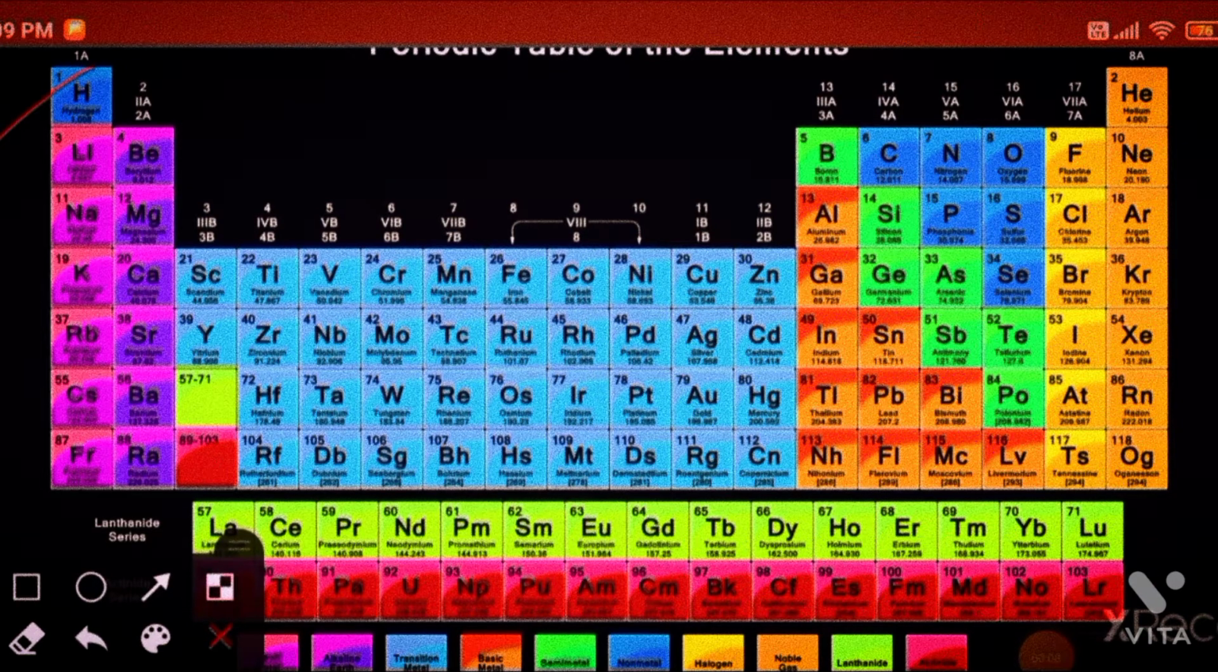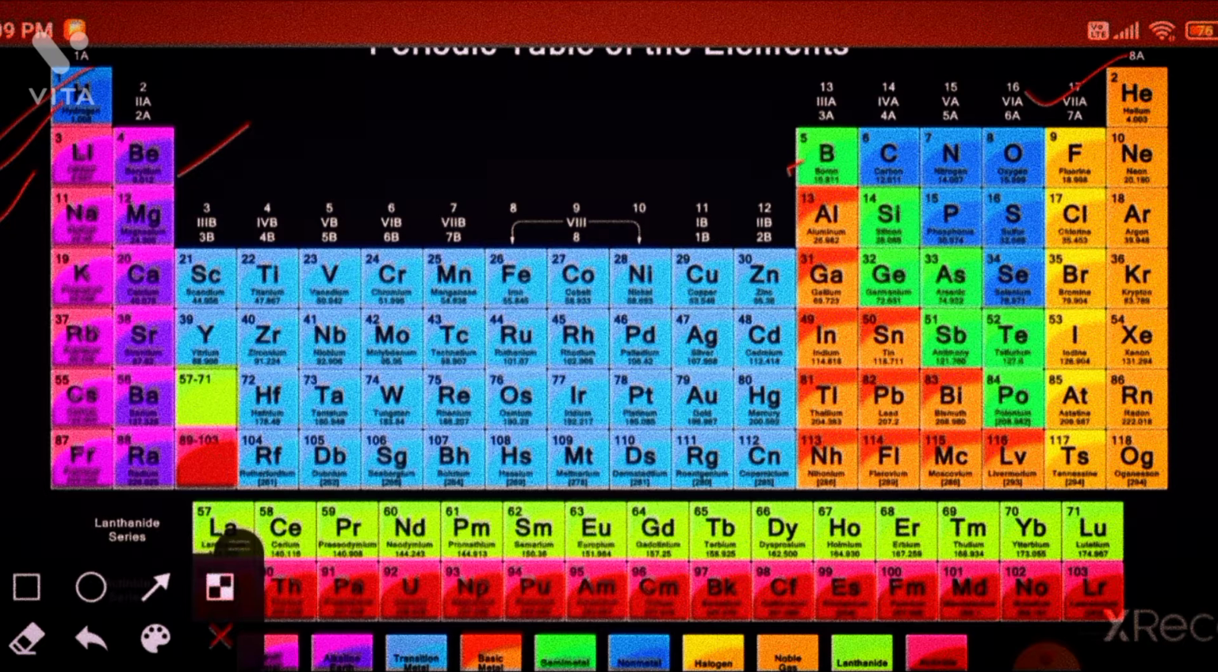This is the modern periodic table which was prepared by Henry Moseley, and this table is prepared according to the increasing order of atomic numbers. So you can see hydrogen atomic number is 1, then helium atomic number is 2, lithium 3, beryllium 4, boron 5. So all the elements are arranged from small to big atomic number, meaning less to more. The one with atomic number 1 comes first, then 2, then 3, then 4.